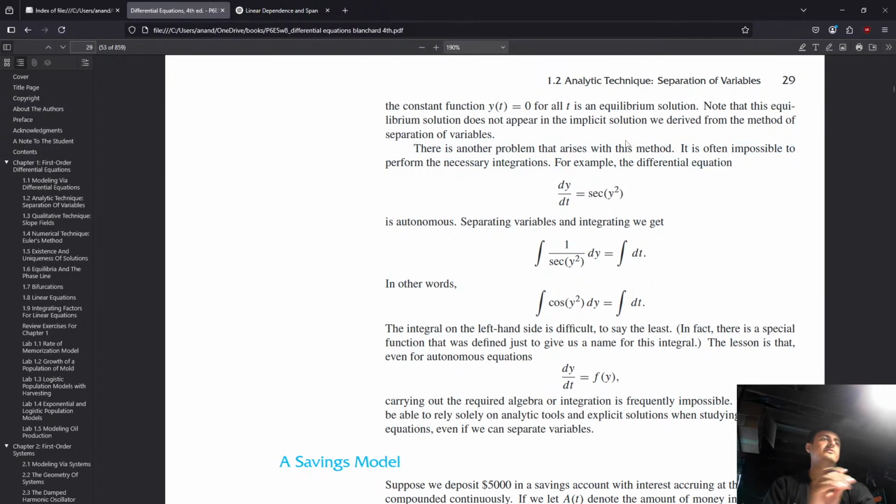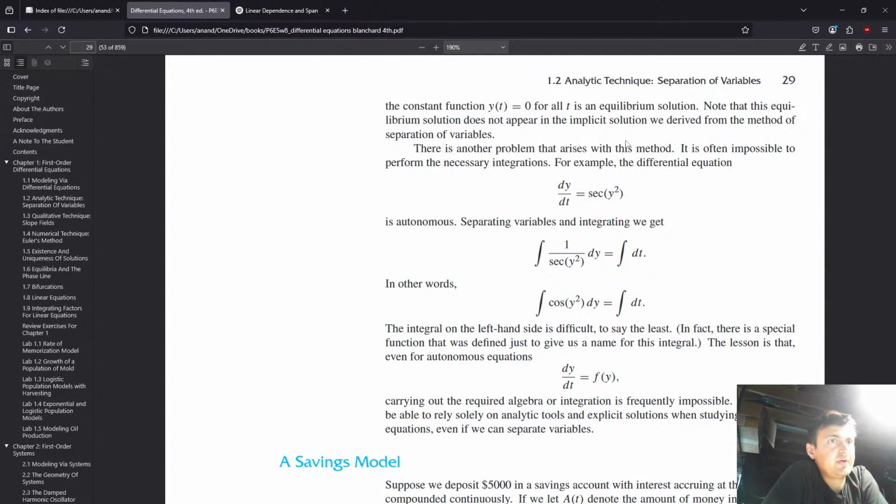Alright. But then there's even worse cases, right? Even worse. dy dt is equal to sec of y squared. Alright, for example, the differential equation is autonomous, separating variables and integrating, we get this. The integral on the left-hand side is difficult, to say the least.